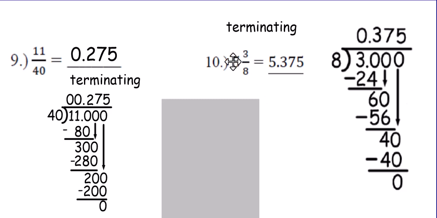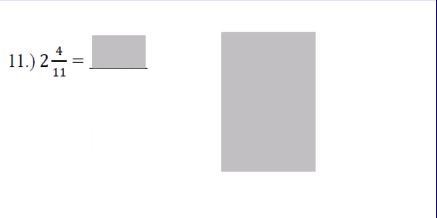We don't need to worry about the 5. All you need to do is tack that in front of the 0.375 to make the final answer 5.375. So let's finish with a mixed number before we get to our word problem. We've got 2 and 4/11.